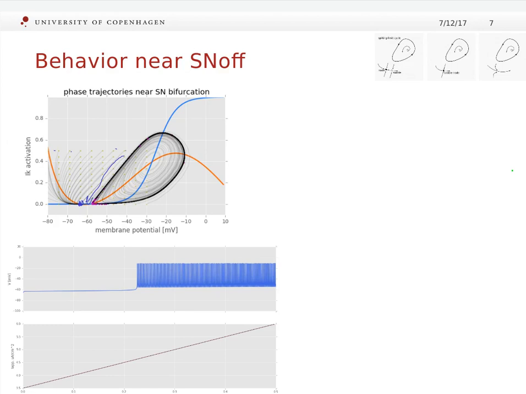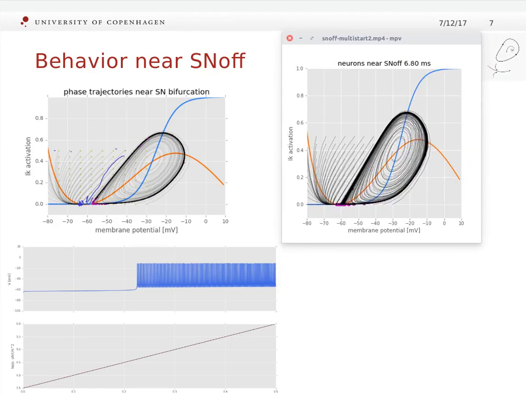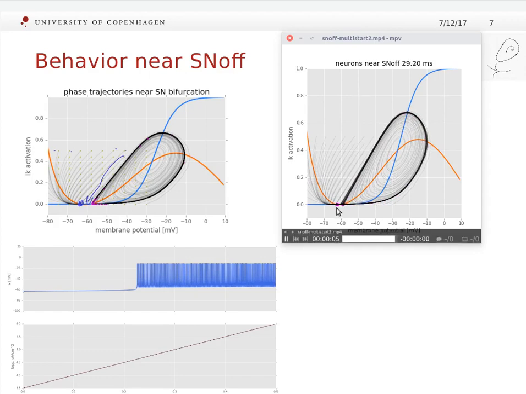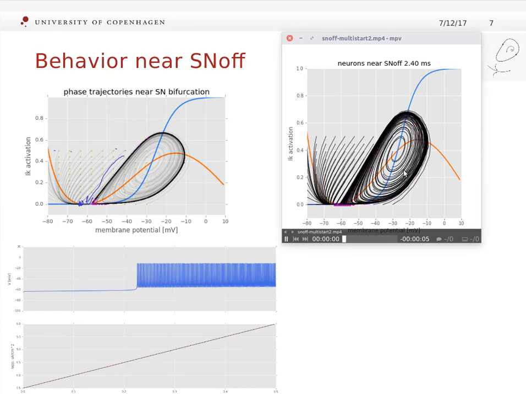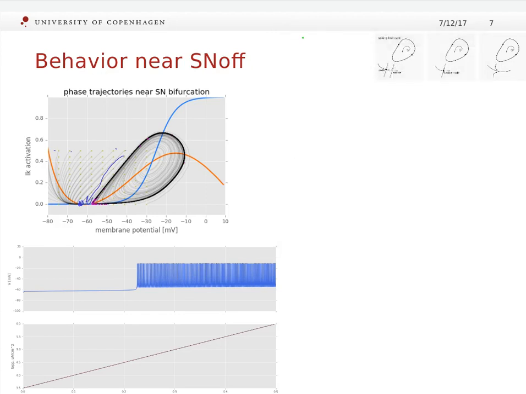Right. So back to the saddle node of invariant circle, and it is a bistable system. Let me start a video and start it over. So we start from different parts, and you see some of the points converge to the stable equilibrium or resting state, and some trajectories stay on spiking.